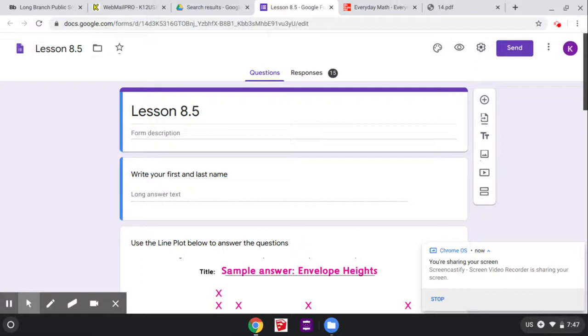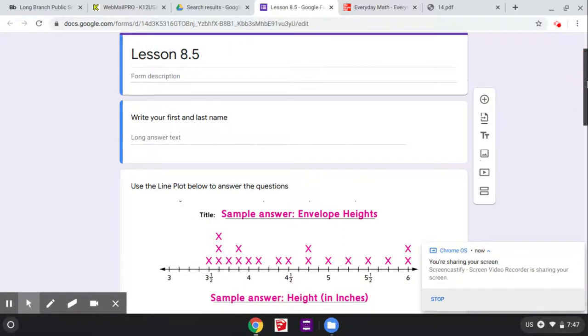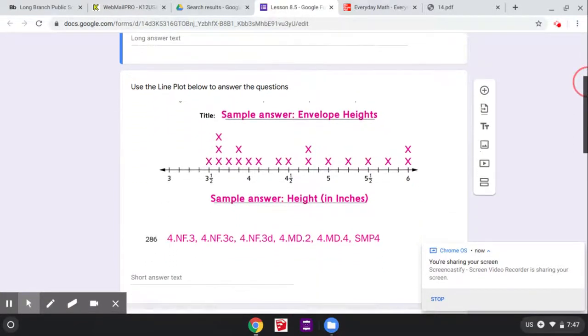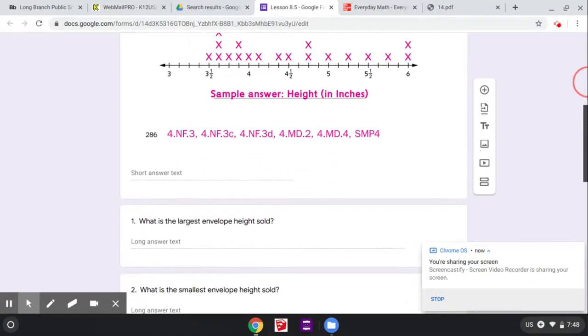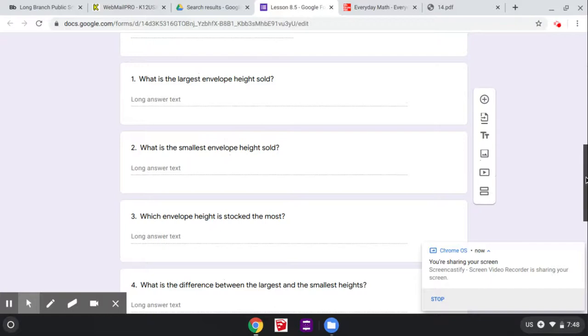So I'm going to review the lesson for today, 8.5, and it was a little tricky. I understand because of the way the questions are worded, and also because there are fractions involved. So let's start with question number one. What is the largest envelope height sold?